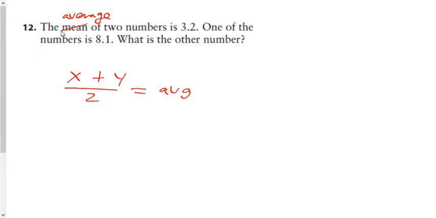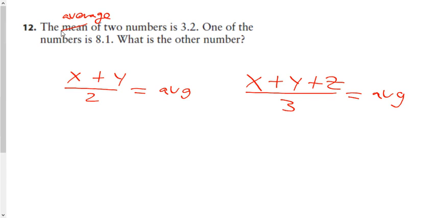If I take x plus y plus z, 3 numbers, and add them together and divide by 3, I would get the average as well. So when we're dealing with two numbers, we would use x plus y divided by 2 equals the average. If we're dealing with 3 numbers, we'd say x plus y plus z divided by 3. If we were 4, we'd say a plus b plus c plus d divided by 4 equals the average, etc., etc.